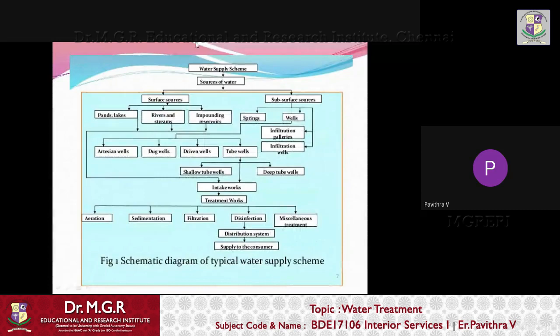Today we saw the overall water supply scheme, and we saw in detail about dug wells, driven wells, and tube wells. For tube wells, we saw the different types: strainer tube wells, cavity tube wells, and slotted tube wells. These are the three types we saw. And we also saw in detail the different layers available underground, like pervious layer and impervious layer.